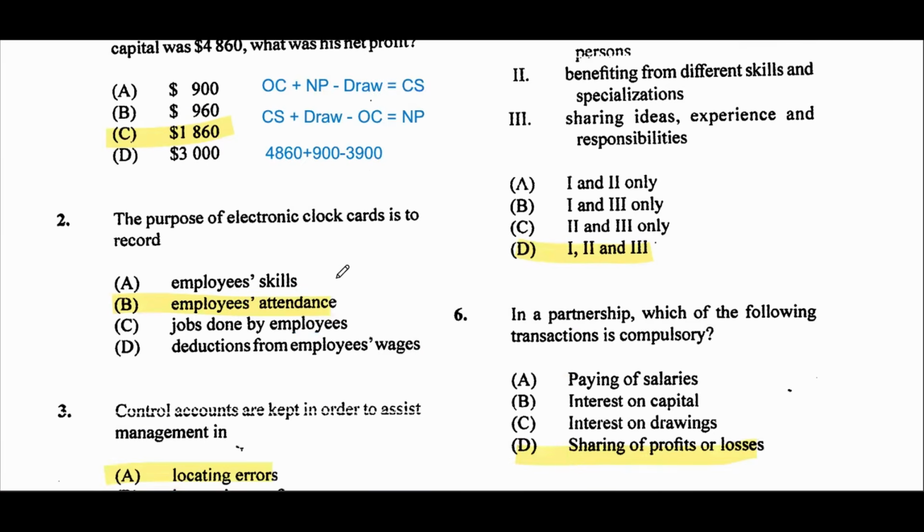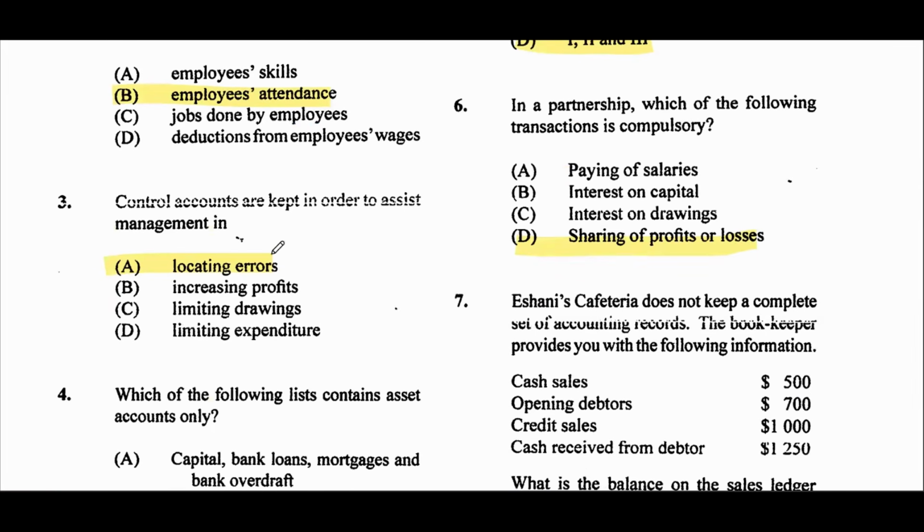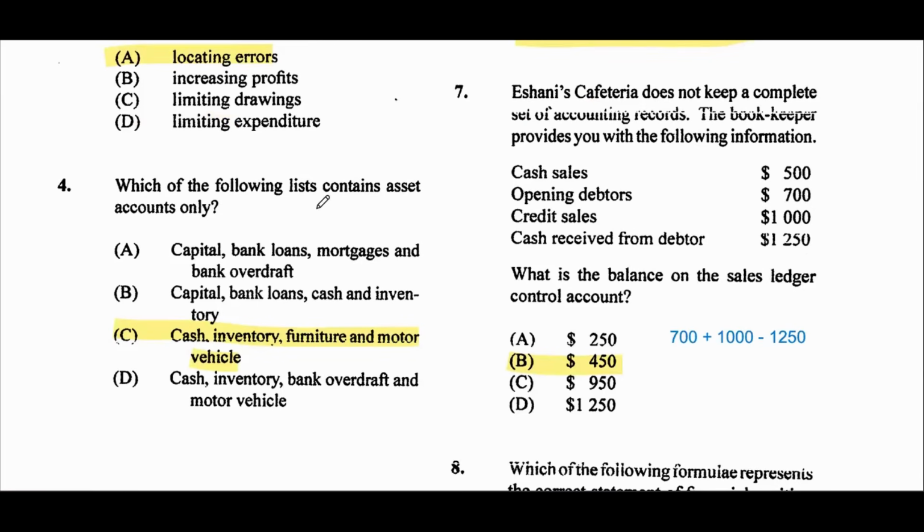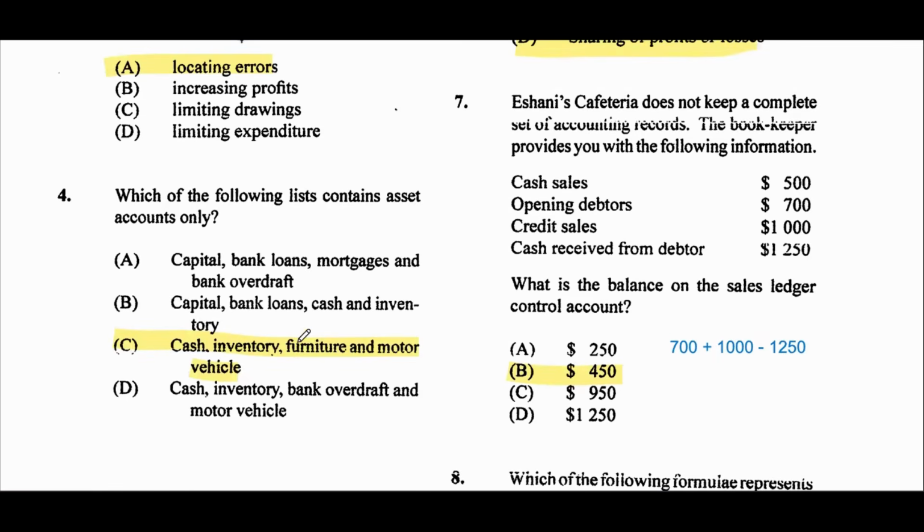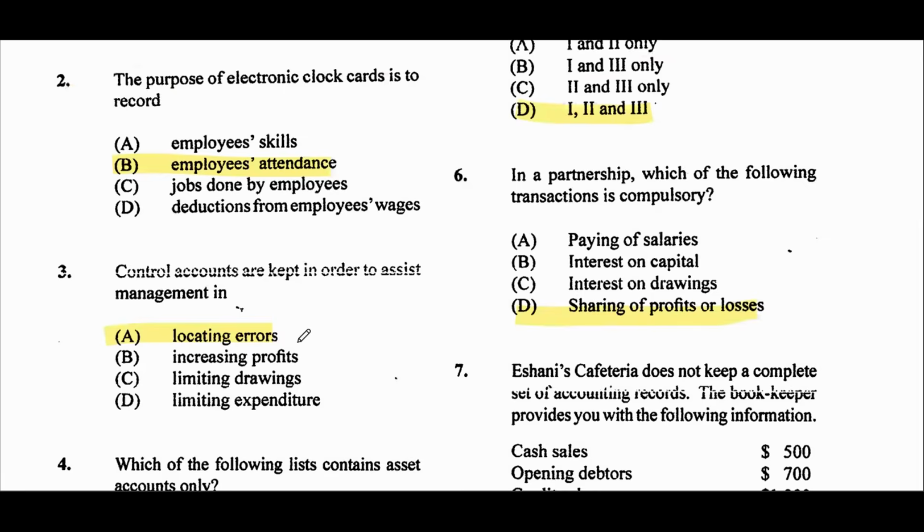Now, question 2. The purpose of electronic clock cards is to, of course, record employees' attendance, which is B. Question 3. Control accounts are kept in order to assist management in, well, obviously, the answer is A, locating errors. Question 4. Which of the following lists contain assets accounts only? Assets will include C, cash, inventory, furniture, and motor vehicles. Time for us to move on to question 5.